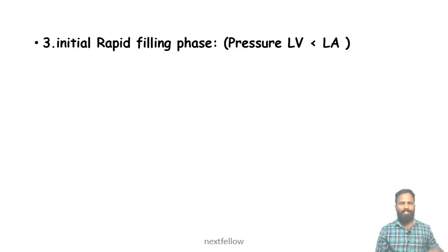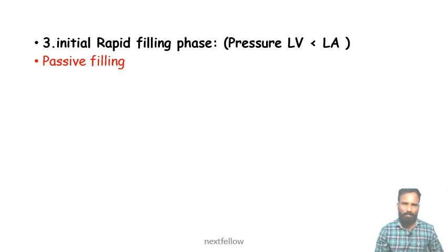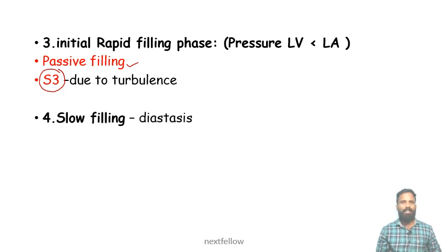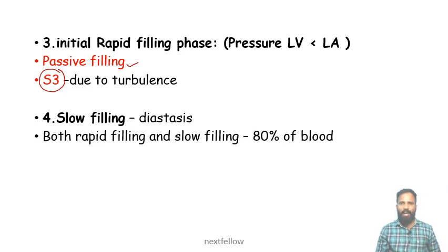Initial rapid filling: as the pressure gradient between the ventricle and the atria is more, initially a large amount of blood is filled rapidly, and as it is only because of the pressure difference, it is a passive filling. The rapid filling creates turbulence and that produces a heart sound called the third heart sound. Next, the pressure gradient is lower, and we get the next phase, slow filling, also called diastasis. The rapid filling and slow filling together account for 80% of the blood that is filled in the ventricle.